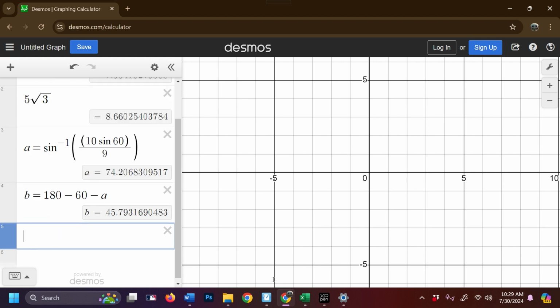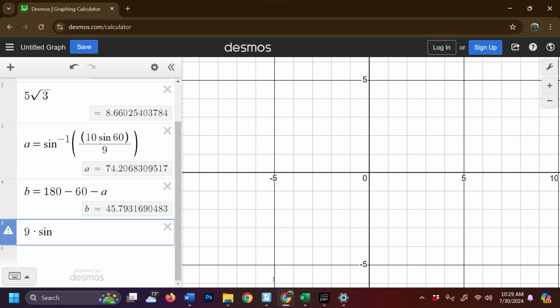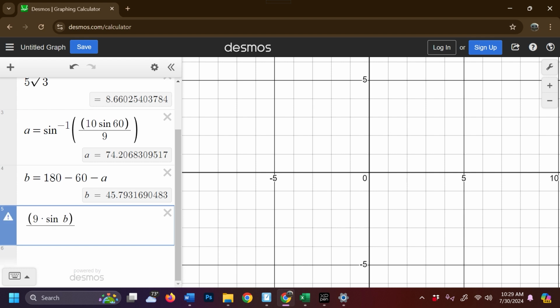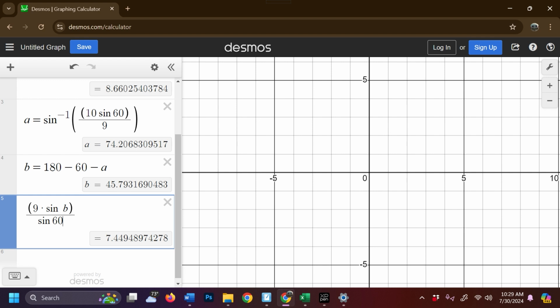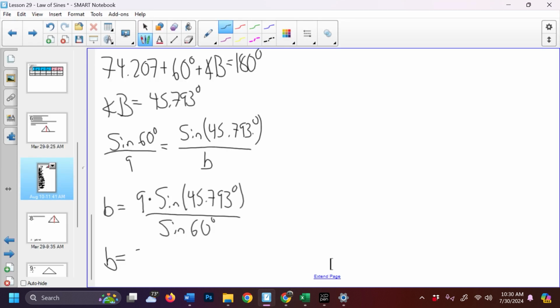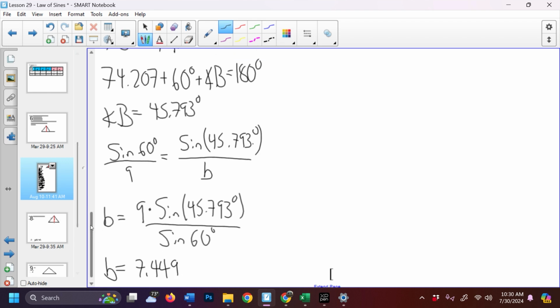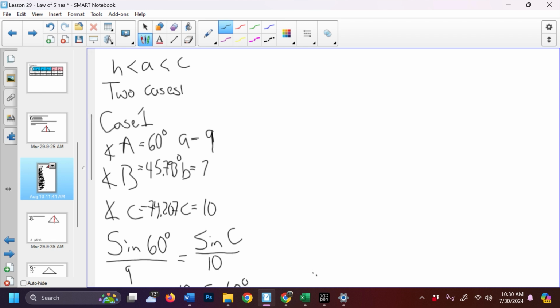And I can rewrite this as 9 times the sine of little b. And I want that whole thing in parentheses, so let's put some parentheses around this. And then we'll go divided by the sine of 60. And I get 7.449 for that one. All right, so I have all of the values that I need for case 1. Now, case 2.